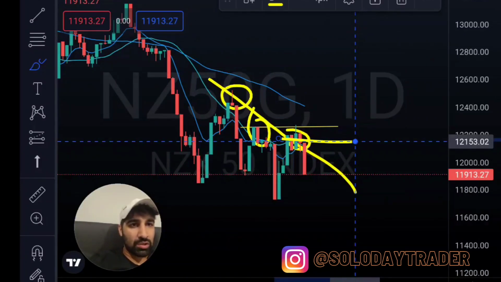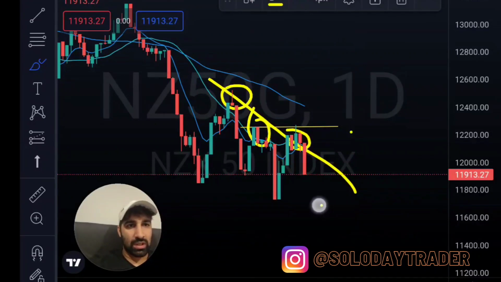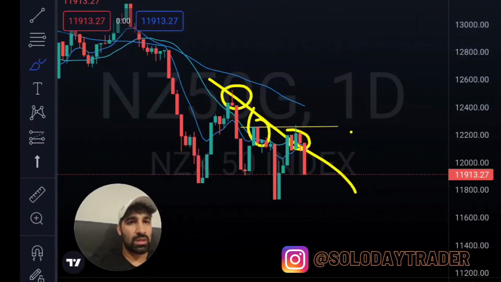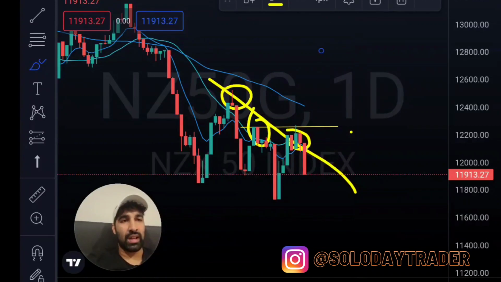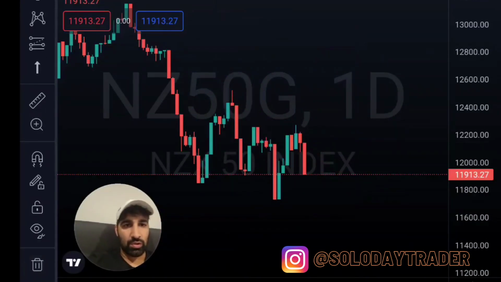I'm just going to clear my drawings here. I do it on my phone as well, so I've got a few things I need to figure out. I usually double click on my computer and then go clear drawings. I'm just trying to see. There it is, remove drawings and indicators.